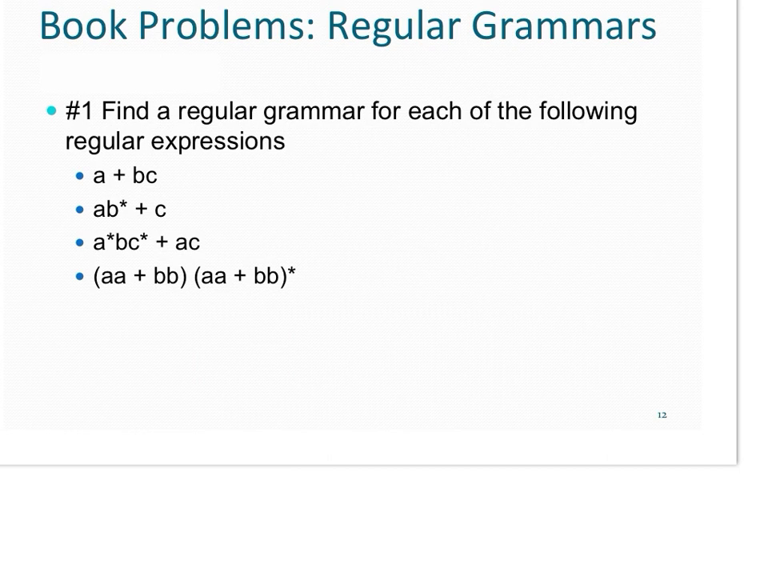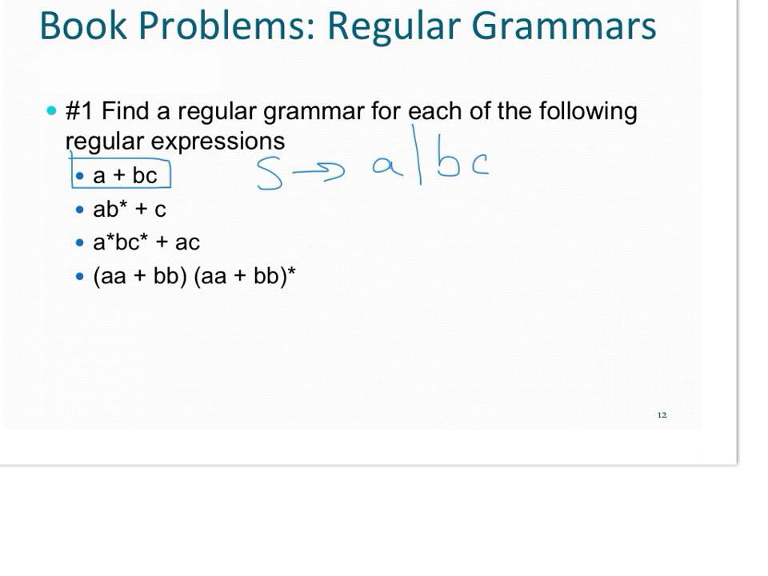All right, here's some regular grammar problems from the book. Find a regular grammar for each of the following regular expressions. So let's see if I circle these. We'll start with a plus bc. Again, consider pausing the video and doing all of these, or pause the video in between them so that you get some practice. But for a plus bc, I'm just going to say S goes to a or bc. Trivial, right?